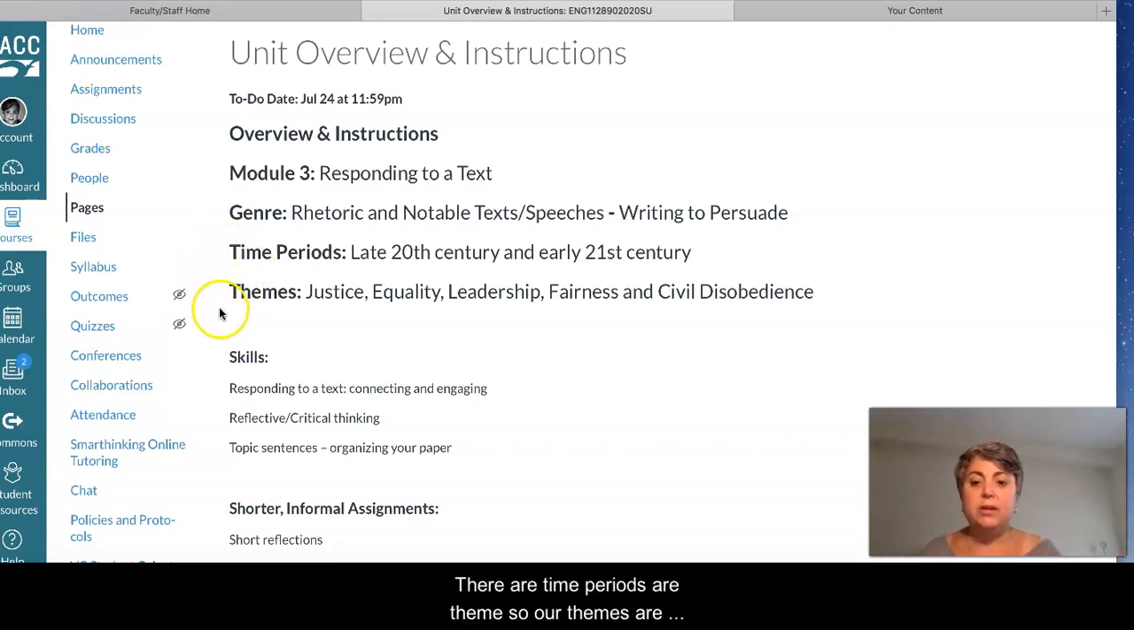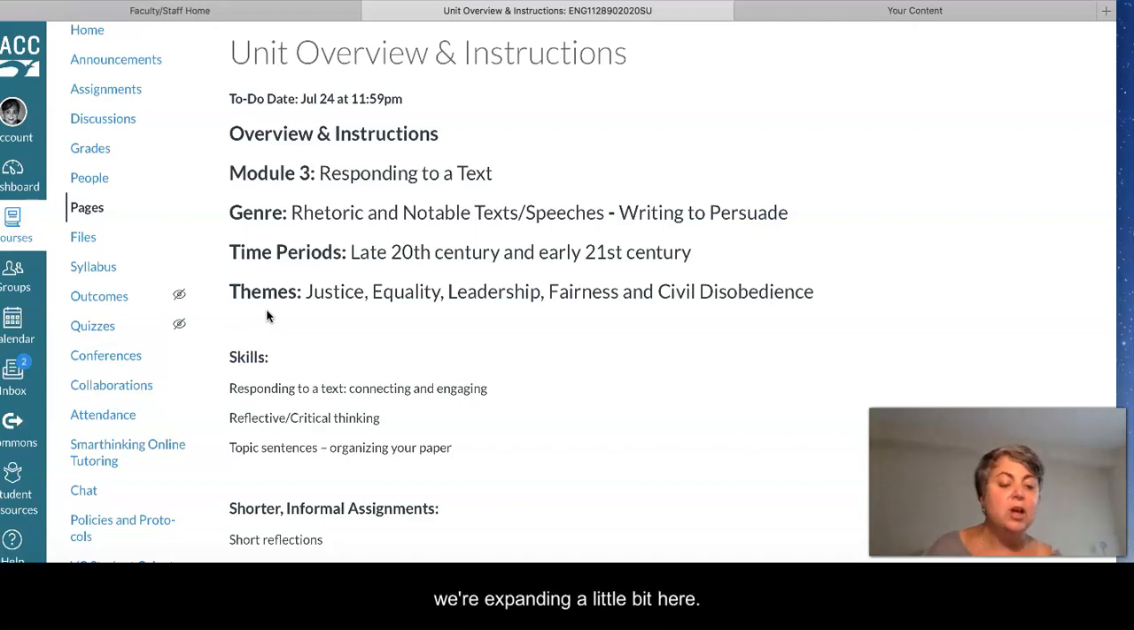There are our time periods, our themes. So our themes are actually the one thing that has changed the least. Even though we're pivoting in terms of genre and we're pivoting in terms of the kind of essay you're going to be writing, our themes are relatively the same here. And those are justice, equality, leadership, fairness, and civil disobedience. So we're expanding a little bit here.